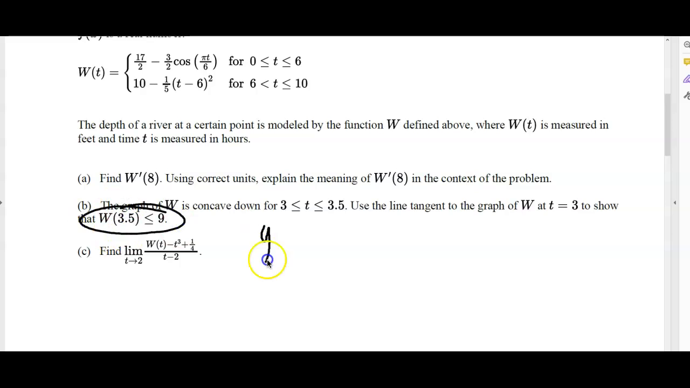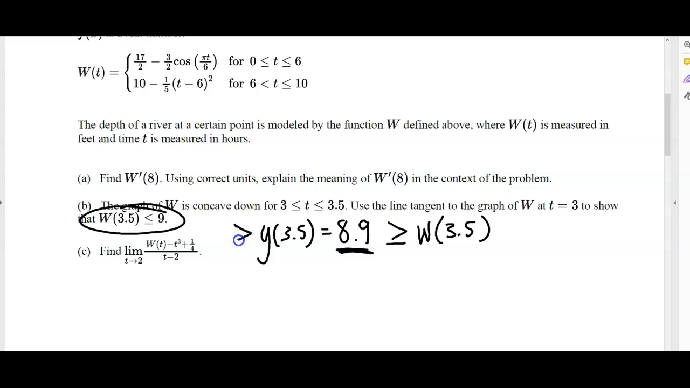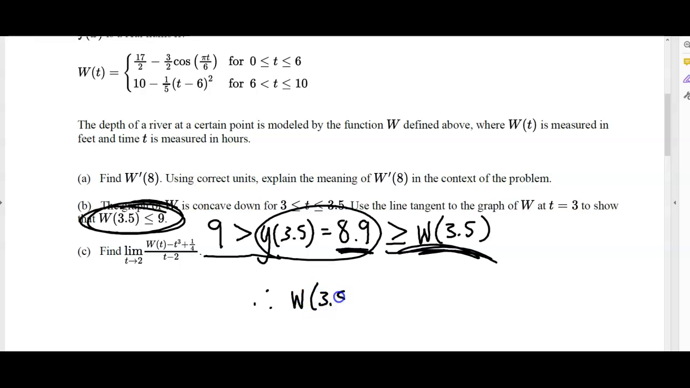Well, here's what I know. I know that y of 3.5 is equal to 8.9. And I know that since the function is concave down, the tangent line has to be bigger than the actual function's value at that point. Now, 8.9 is less than 9. So, since my tangent line is less than 9, and it's also greater than the function, that means the function must be less than 9.